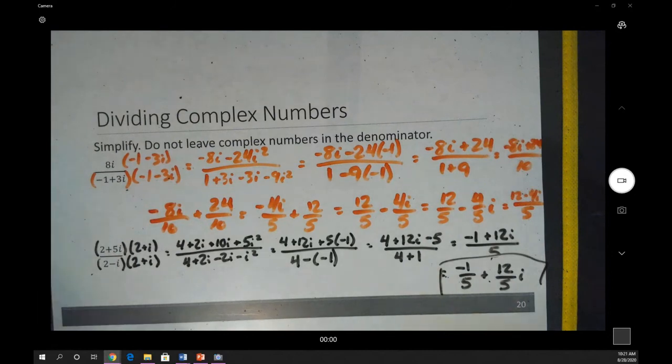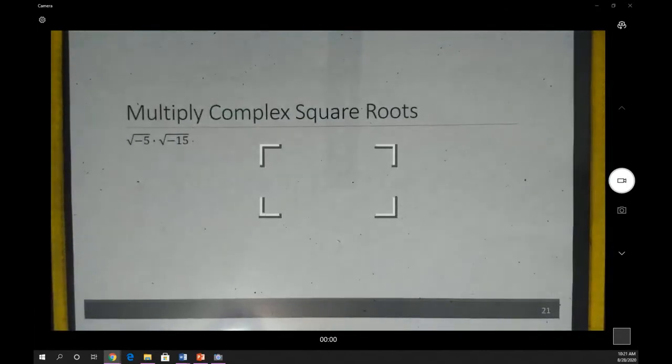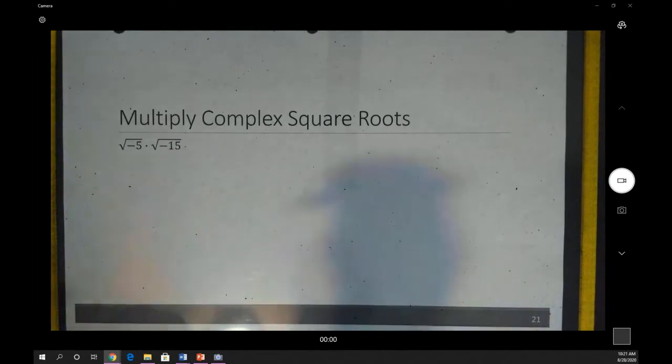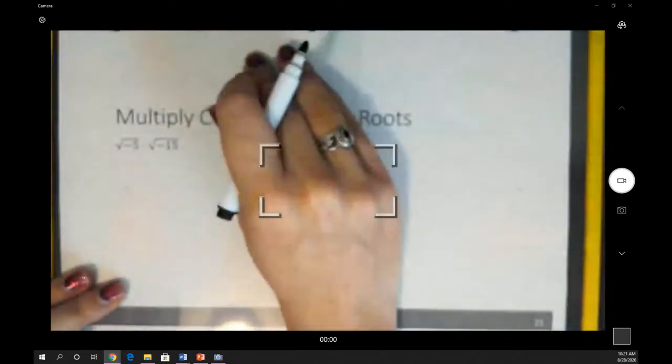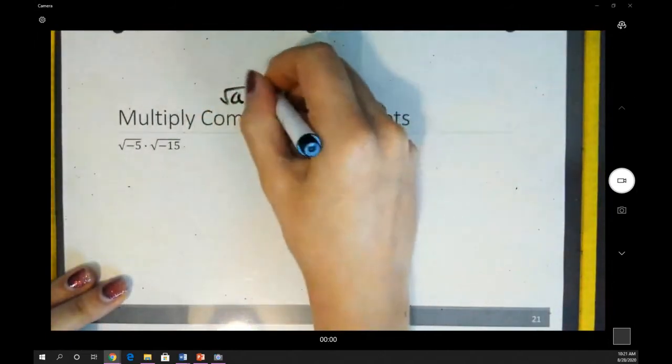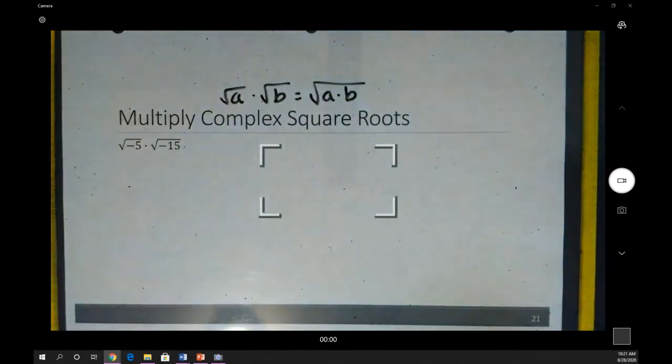The very last thing we're going to do is look at multiplying complex numbers again, but we're going to multiply them in a slightly different form. So we have the square root of negative 5 times the square root of negative 15. Now, something that we've been taught from when we first learn radicals is that the square root of a times the square root of b is equal to the square root of a times b. The problem is this only works with real numbers. So we have to be really, really careful, and I'll show you why.